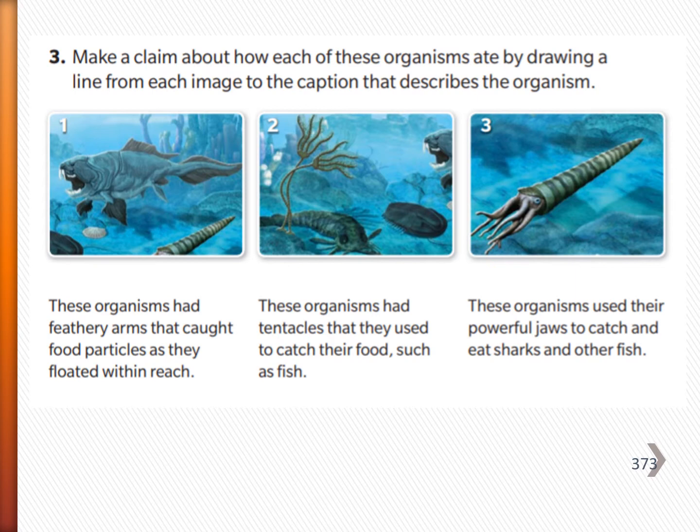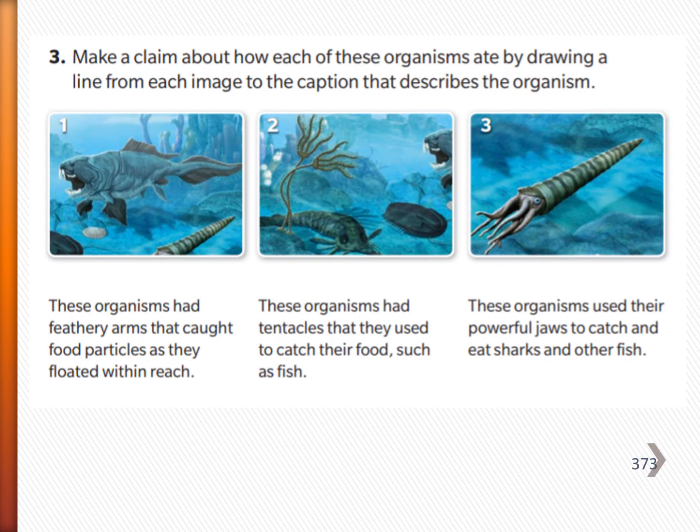These organisms had feathery arms that caught food particles as they floated within reach. These organisms had tentacles that they used to catch their food, such as fish. These organisms used their powerful jaws to catch and eat sharks and other fish. Okay, I want you to match the images to the correct captions. Are you ready? Let's do it together.